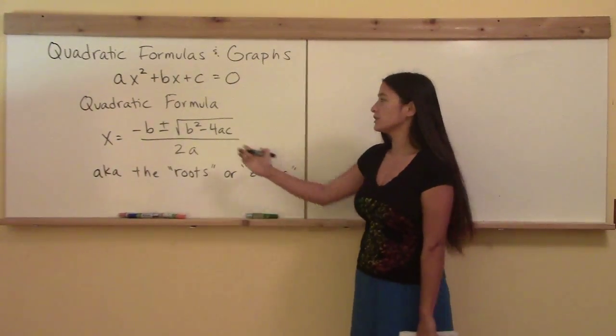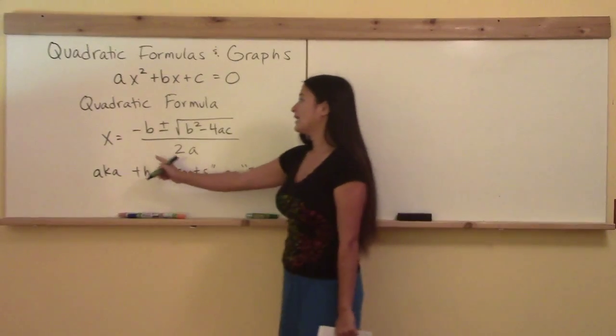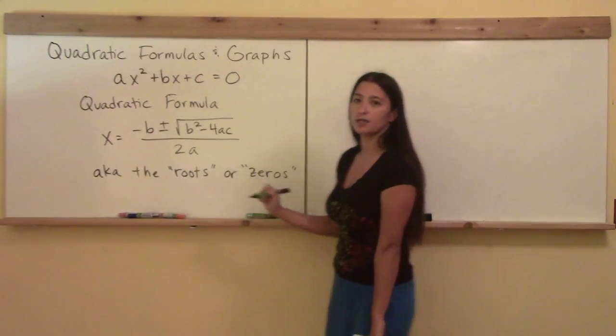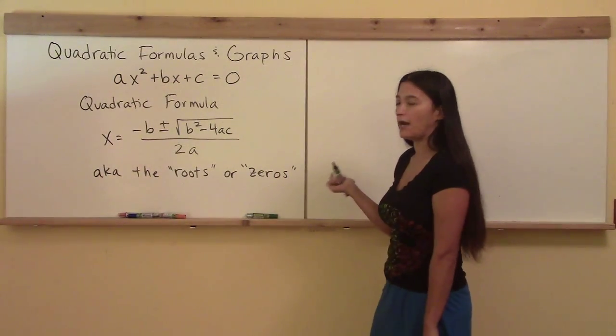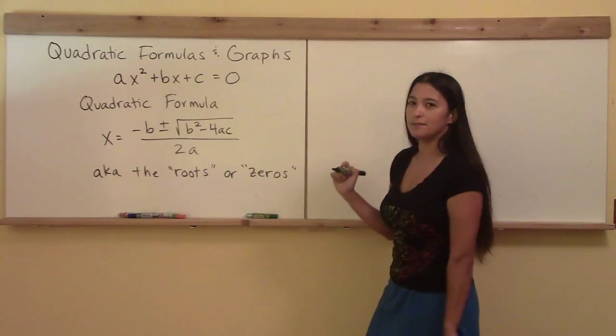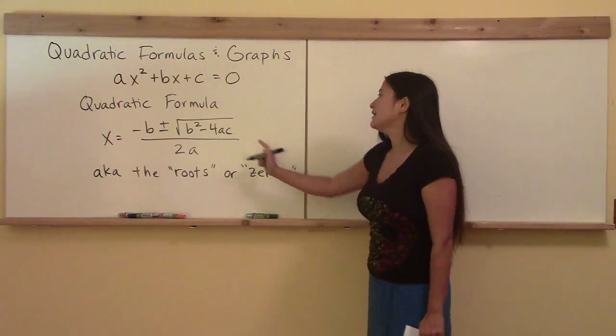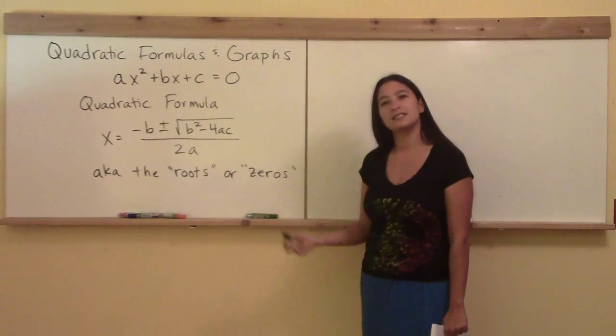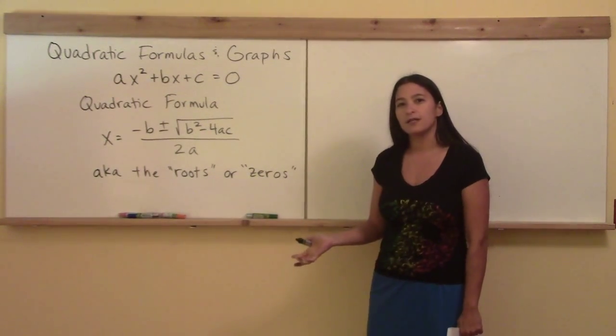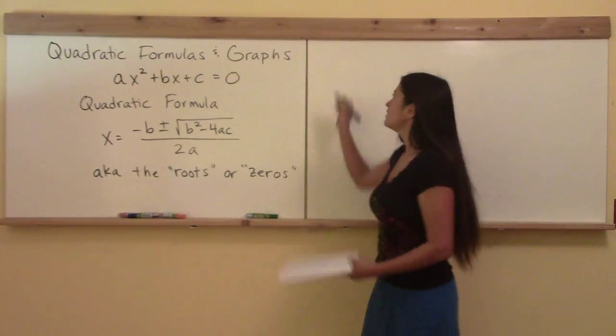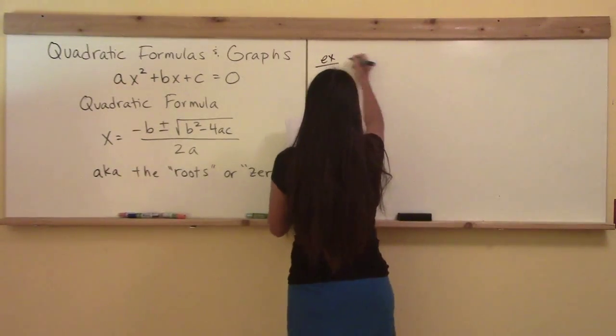In which case you only get one special solution, x equals minus b over 2a. We'll talk a little bit more about that when we discuss the graphs. And then sometimes the worst thing that could happen is that if the thing under the square root is negative, then you don't get any real valued solutions at all. Okay, so let's go into an example of that.